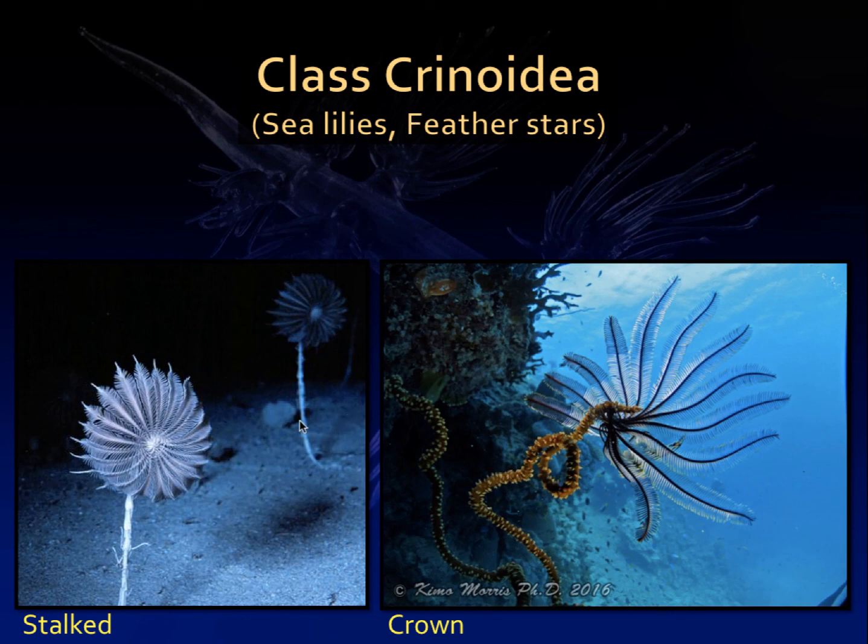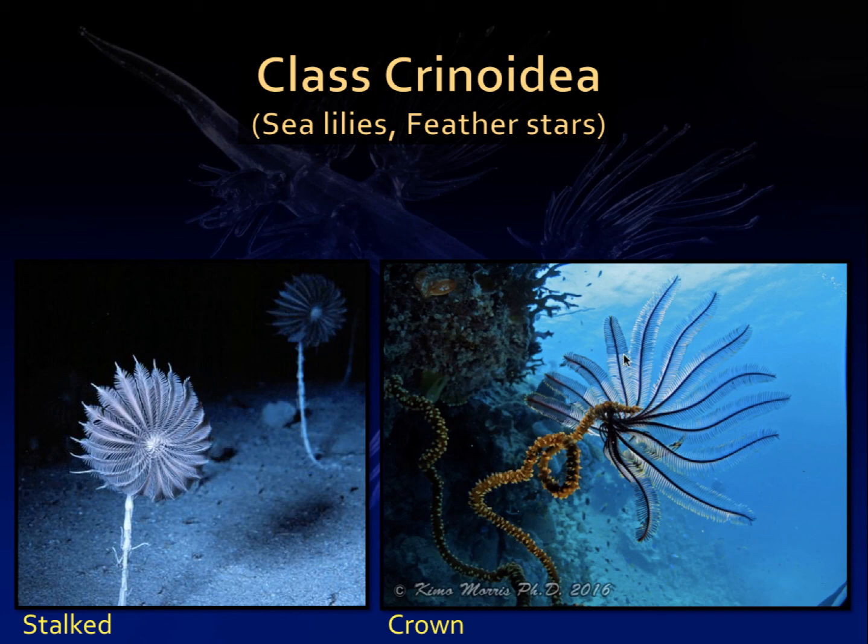They come in this stalked variety here. Most of the stalked varieties are deep sea dwelling crinoids, and they're actually quite beautiful. This one here is being photographed from a remotely operated vehicle, an ROV that had been driven to the bottom of the ocean to photograph them. I believe this picture is from the Monterey Bay area. And the other variety are the crowned crinoids. This particular crowned crinoid I photographed in the Great Barrier Reef.